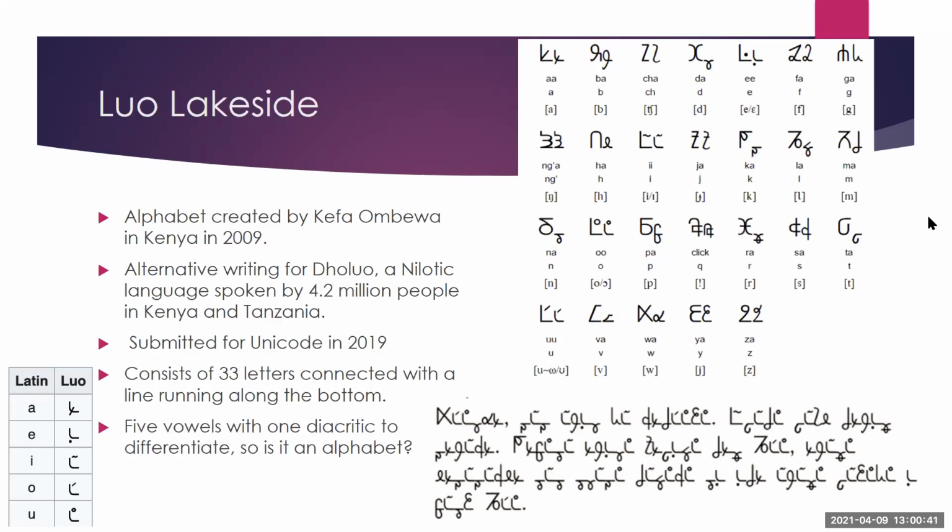And it has 5 vowels, but as I was looking at it, I thought it was quite interesting. It has 5 vowels with 1 diacritic to differentiate the vowel. And as you can see over there in the corner, you just have this line and then the diacritic. So, is it really a full alphabet if it does that? We can talk about that later, I guess.